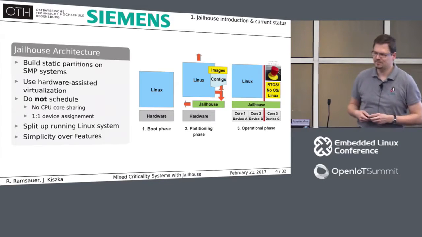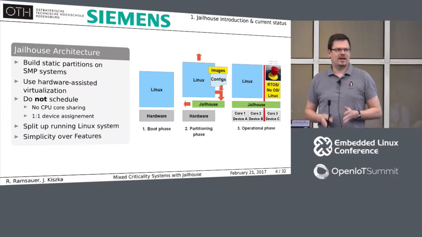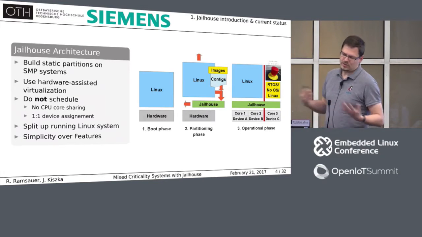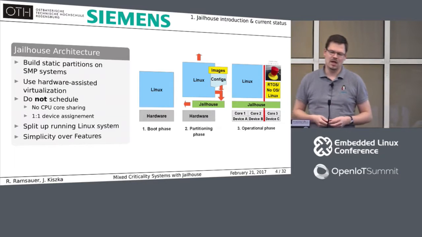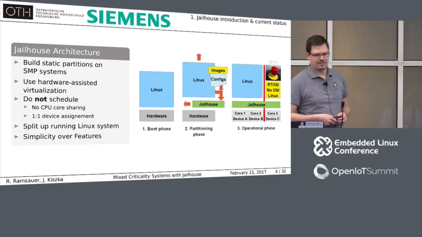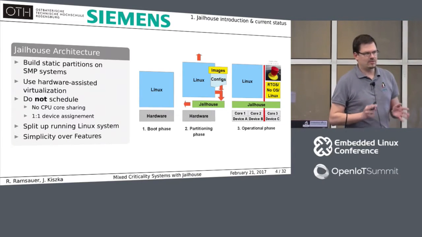So this is the setup, and in order to avoid running, like on the picture, Linux, bare metal, blank, aside some other workload, which is technically possible, but not really cleanly isolating, we created the hypervisor Jailhouse, which is a little bit different from other hypervisors out there. First of all, it's really only about static partitioning of the system. That's our main purpose. We use hardware virtualization for this. But what we don't do, in comparison to other hypervisors, is schedule. There is no CPU core scheduling at all. And there's one-to-one assignment of devices, of resources, to one user, one guest, so to say.